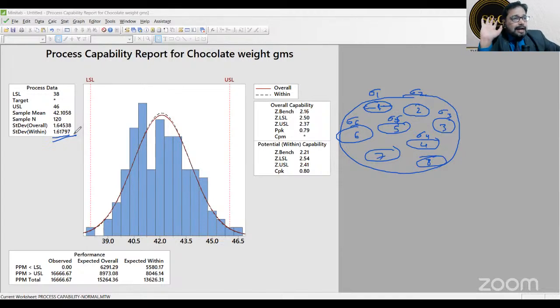Just type yes in the chat box. Standard deviation within, did you understand? Just type yes in the chat box. Everybody. Clear? Super clear? Yes?